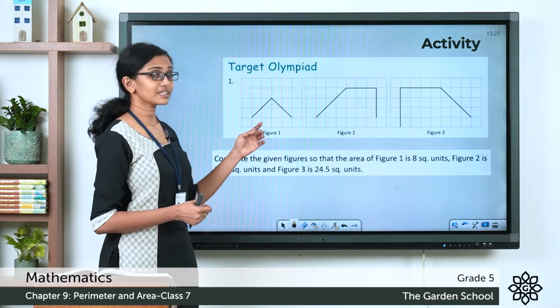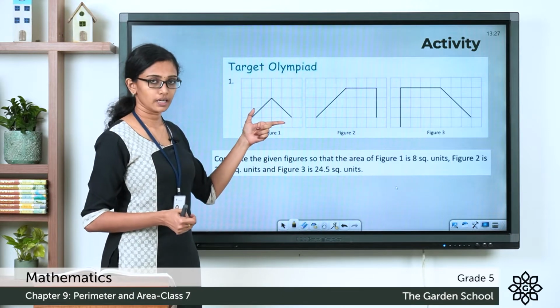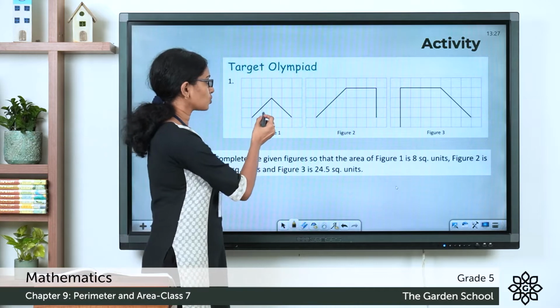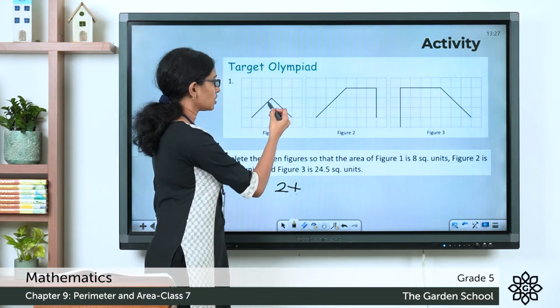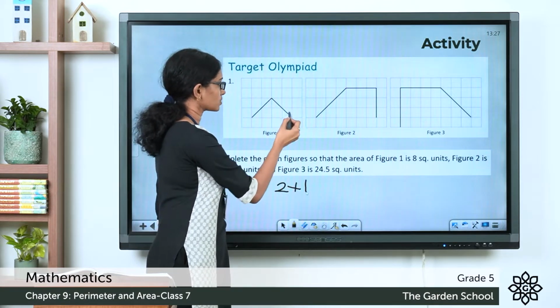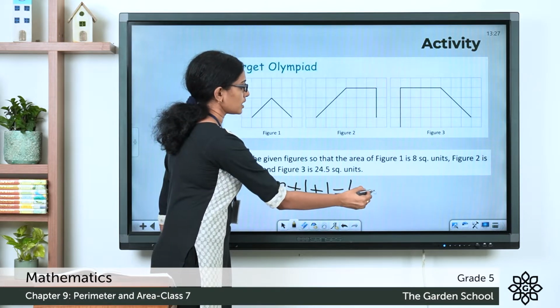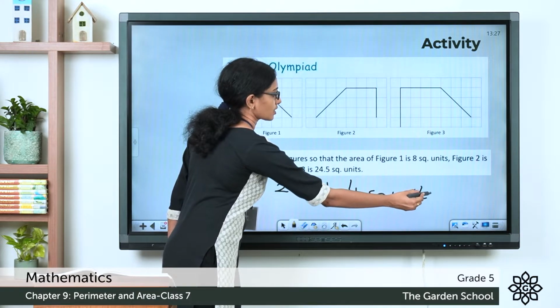In the first figure, the figure is not complete. So out of the squares that it covers here, let's count the area. So here it is 2 complete squares. So it is 2 plus, and we can see 2 half squares. So 2 halves can be counted as 1, and here also you can see 2 halves. So here the total area would be 4 square units.